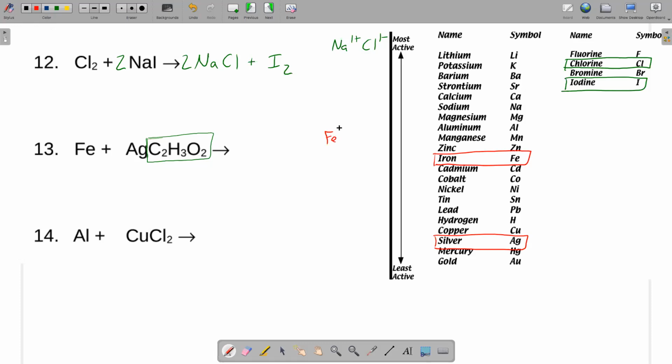And iron 2 is the most common. So if you have iron 2 and then C2H3O2 is acetate, C2H3O2 has a charge of 1 minus, you're going to need 2 acetates for every iron. It turns out silver is always 1. So that's why there's only 1 of each, because it was Ag 1 plus. But this is going to be Fe and then C2H3O2, 2 of them, plus the silver.